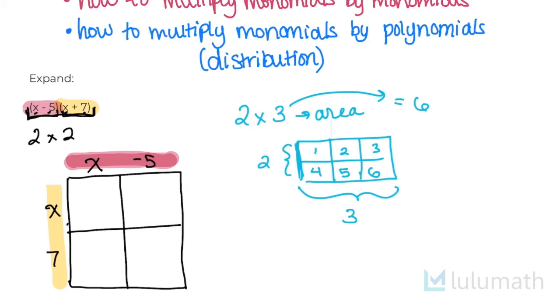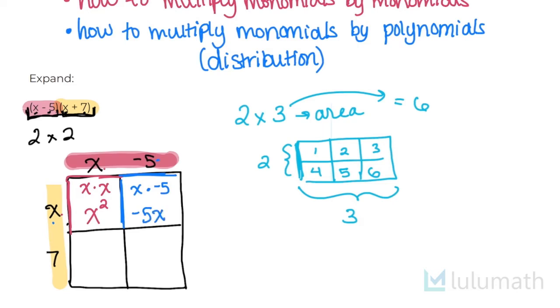So in my first box that I have right here, I'm going to multiply this x by this x. So that means that I have a side length of x and another side length of x. So this ends up being x times x, which is x squared, okay? Then in my second box that I have here, this is a side length right here of this x and another side length right here of this negative 5. So this is x multiplied by negative 5, which we simplify to negative 5x.